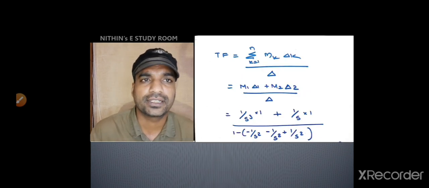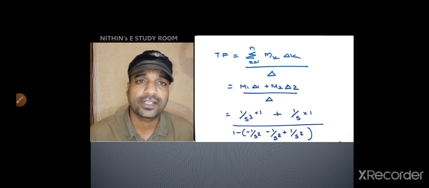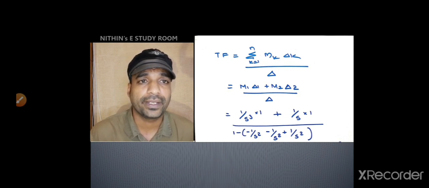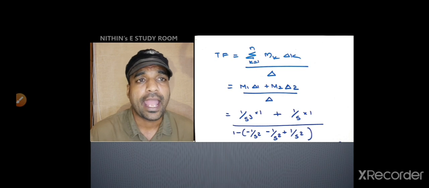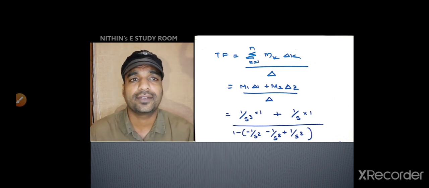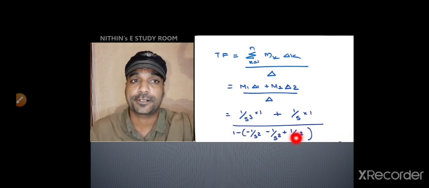So the transfer function is equal to the sum from k equals 1 to n of Mk delta k by delta. So two forward paths: M1 delta 1 plus M2 delta 2 by delta. I am substituting M1 as 1 by s cube, delta 1 as 1, M2 as 1 by s, delta 2 as 1, divided by the delta value. Directly the delta value is written here.